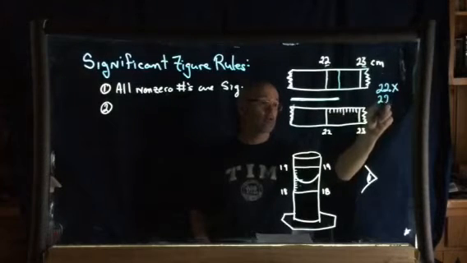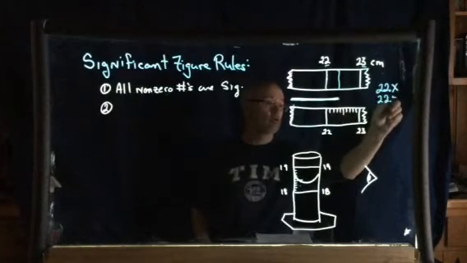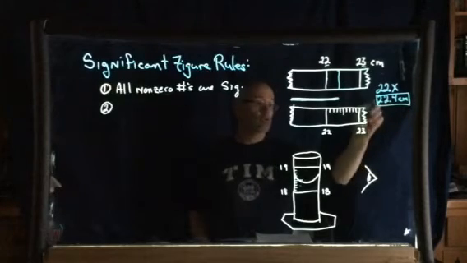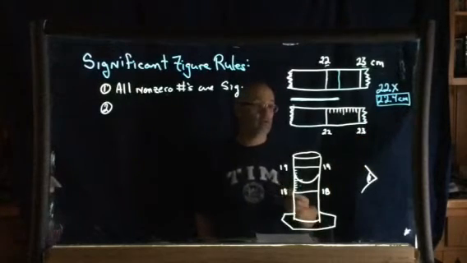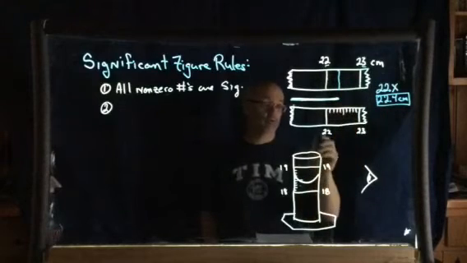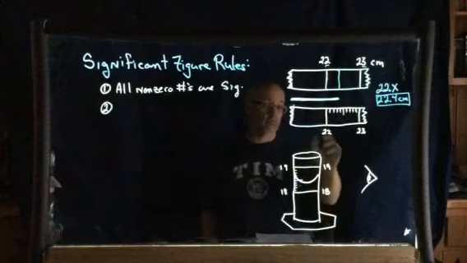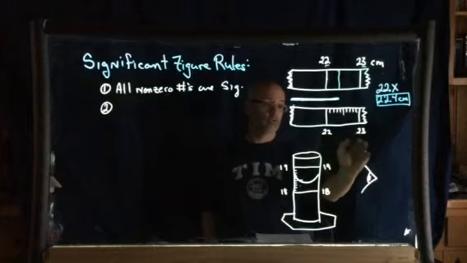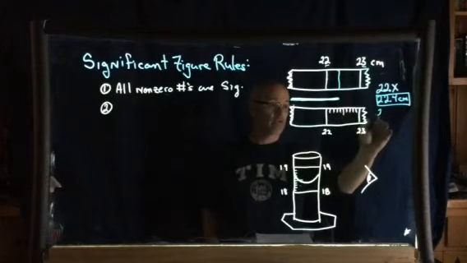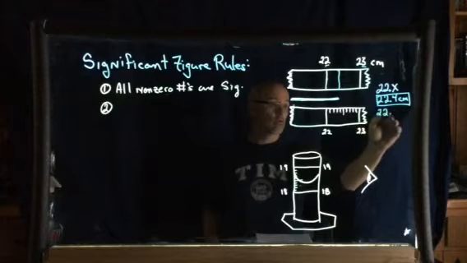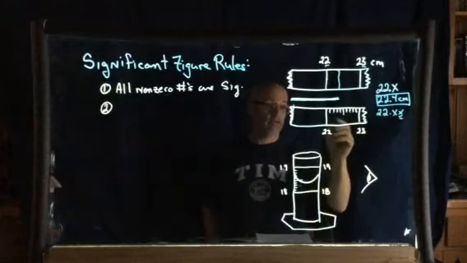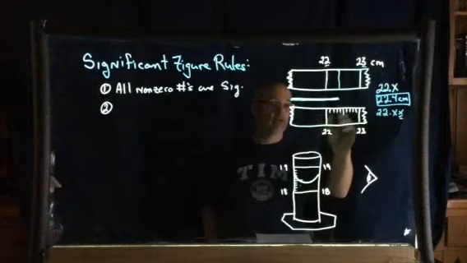Some people may call it 22.4 centimeters. Another person may call it 22.3 centimeters. So it's only as accurate as the device's decimal points to go to. So in the second ruler, where it's 22 to 23, it has the tenths in there, so we can estimate it to the hundredths.